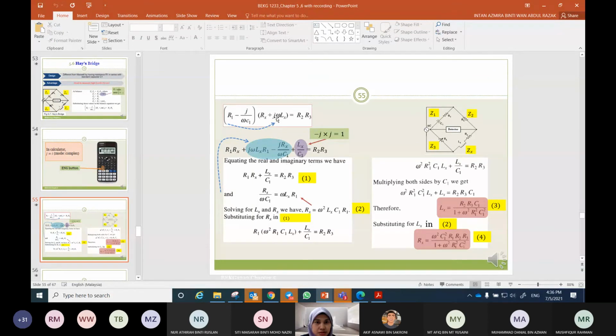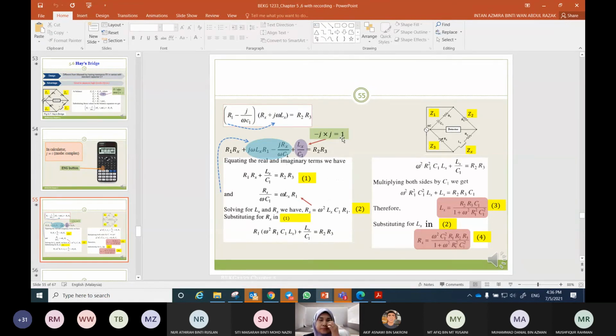and then plus R1, J omega Lx. Okay, and then minus JRx divided with omega C1, and then this minus J over omega C1 multiply with J omega Ls, we will get Lx over C1. We cancel out the omega and omega here. Okay, and negative J multiply with J, you will get 1.